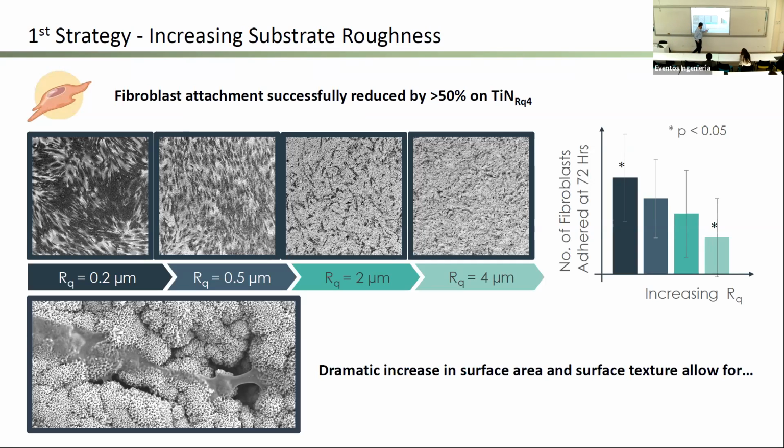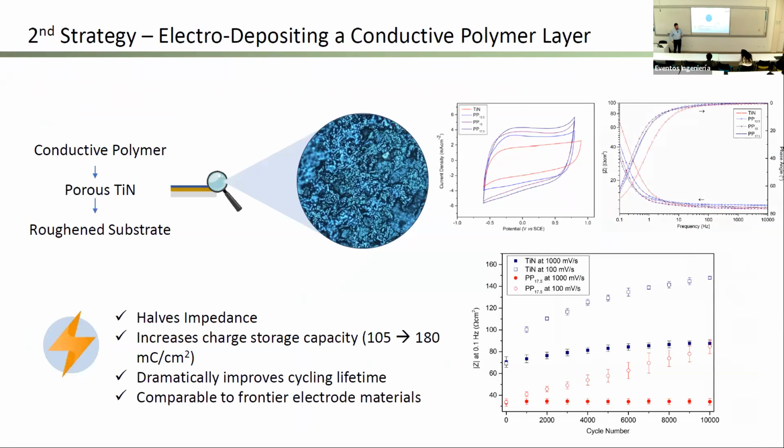So this dramatic increase in surface area and surface texture allowed for more experimentation and research, and one of them was now to deposit on the roughened TiN, by electrodeposition, a conductive polymer coating. We deposited a conductive polymer. We used PEDOT:PSS. Okay, this is intrinsically microporous.